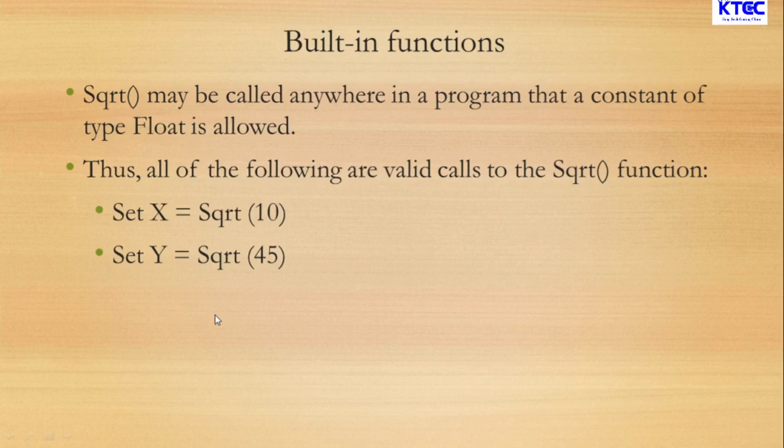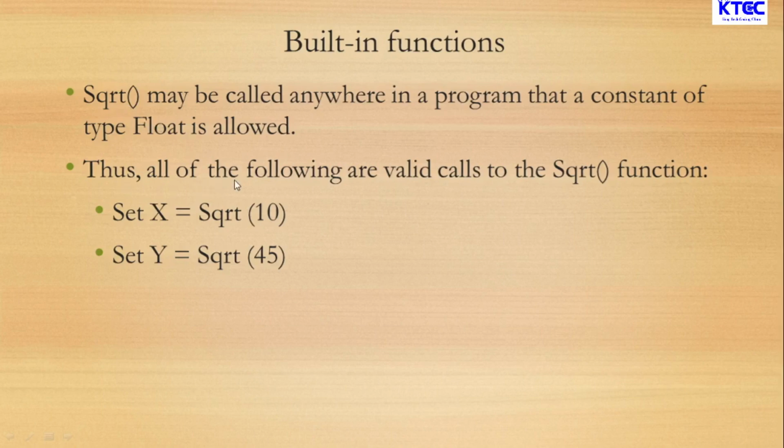Now let's look at, we are still on the built-in functions, square root, which may be called anywhere in the program that a constant of type float is allowed. This square root with brackets is used to find the square root of a number. Let's say you want to find the square root of a number. After calling square root and opening the brackets, yours is to enter the number here. When you run the program, it will find the square root of the particular number you input for you. We'll see all that in Python.